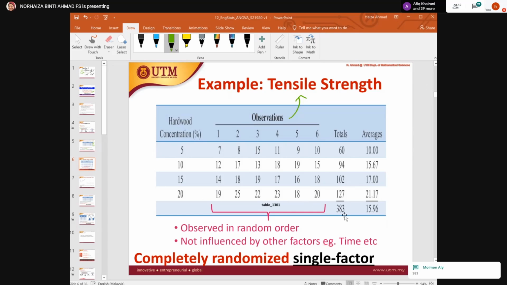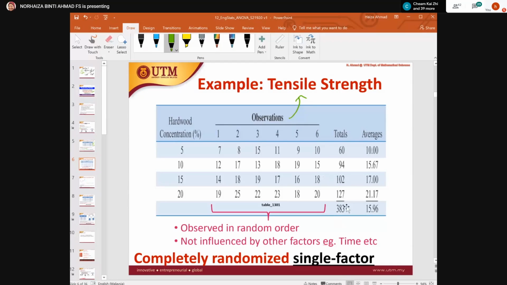383 is the number of observation. Yes, that's right. It's 383. No, 383 is the tensile strength. The number of observation is 6 times 4, that's 24. So 383 is the tensile strength.